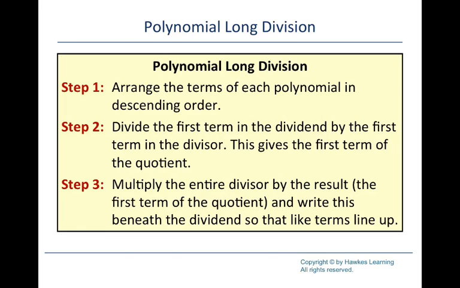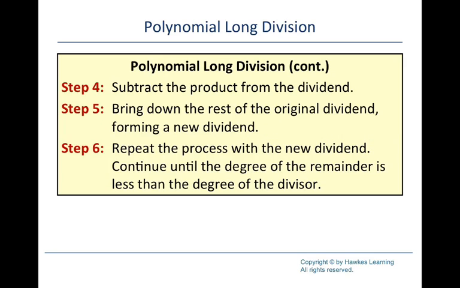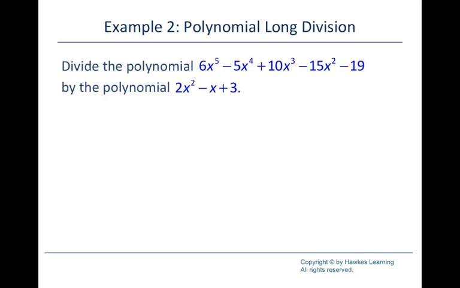Okay, this is the process for long division. Arrange the terms in descending powers of x. Divide the first term in the dividend by the first term in the divisor and put that in the quotient. Multiply the entire divisor. Write that beneath. Line up like terms, subtract the product, bring down the rest of the original dividend, repeat the process until you're done.